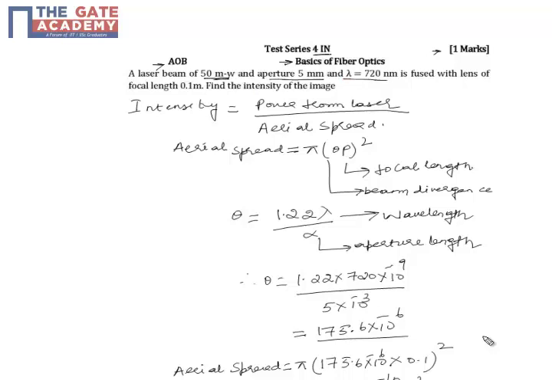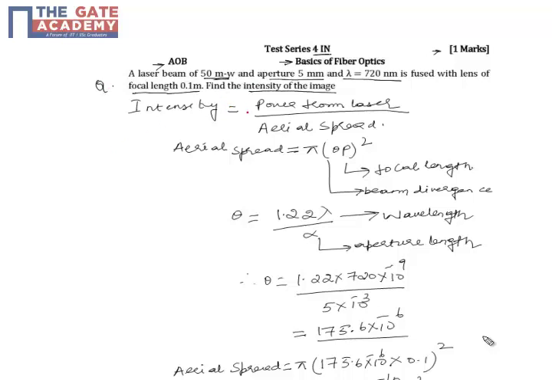Uses a wavelength of 720 nanometer, has a focal length of 0.1 meter. So with this data we are asked to find what is the intensity of the image that comes out from the laser beam. So we are given all the quantities, and we are asked to find what is the intensity of the laser beam.